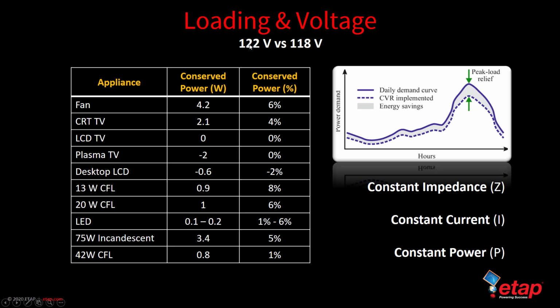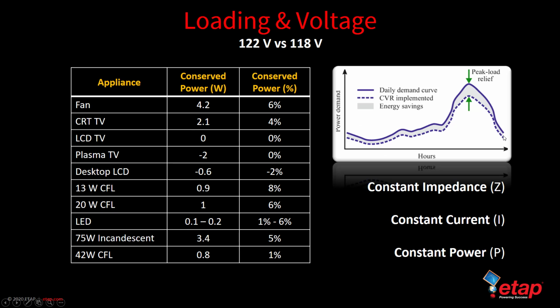Here's a simple table that shows us, at the service voltage, if the nominal voltage is changed from 122 volts and dropped down to 118 volts, implies for different appliances a conservation of power provided as a percentage. So we can see the fans have about a 6% reduction in power consumption, followed by CRT TVs, compact fluorescent lights, as well as incandescent bulbs. This is where we can see that the constant impedance type loads have a significant conservation of power as compared to the constant current or constant power loads.